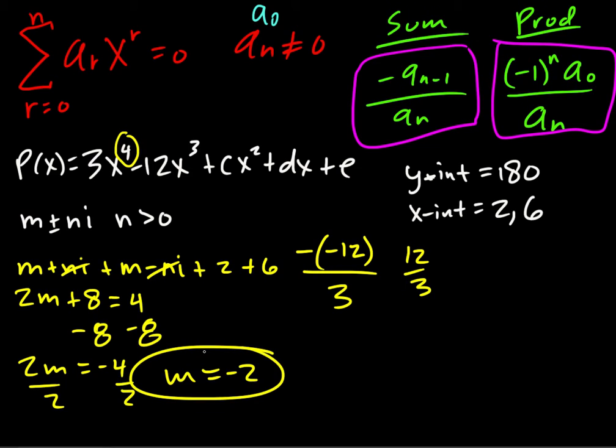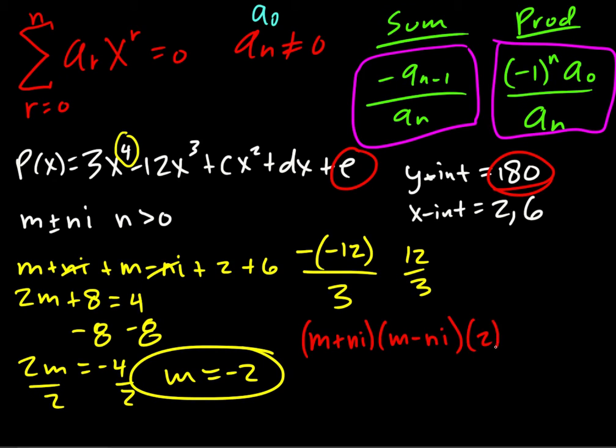Okay, now another thing to note is that the y-intercept is the e term. The constant is that. So if we multiply all the roots together, so I guess I'll just write those out again. m plus ni times m minus ni times 2 times 6.